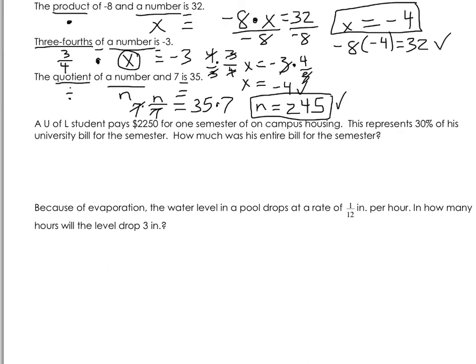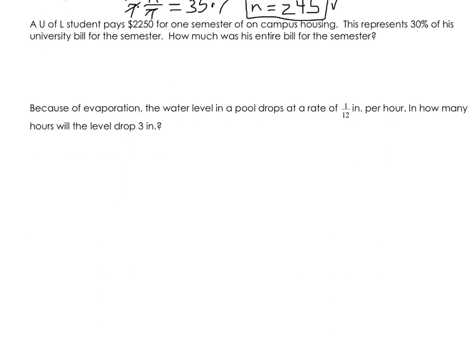A University of Louisville student pays $2,250 for 1 semester of on-campus housing. This represents 30% of his university bill for the semester. How much was his entire bill for the semester? So he paid $2,250, and that was 30%, 0.30, of his entire university bill for the semester. How much was his entire bill for the semester?